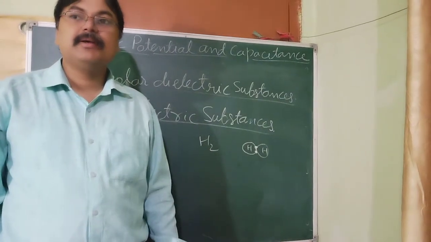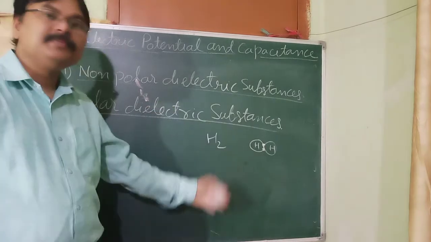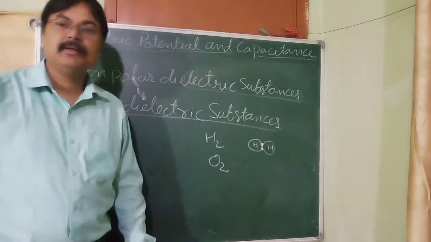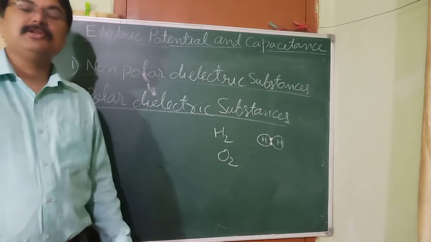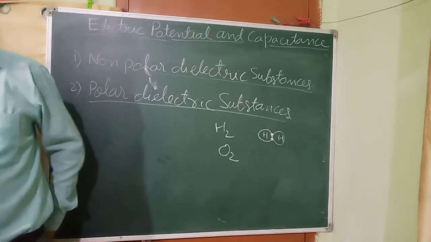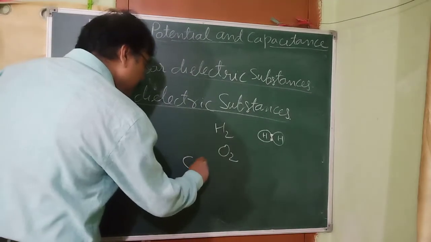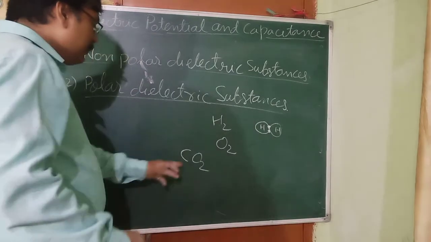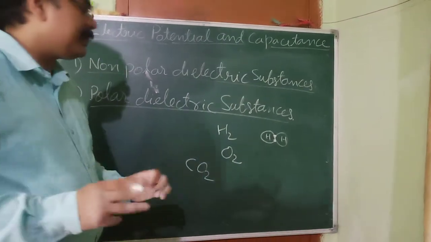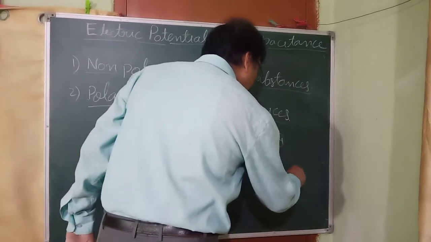In the same way, we have other substances like O2. Here O2 is another example. They also share 2 electrons with each other and they form O2. That is again non-polar. Even we have CO2. See, again between carbon and oxygen there is a small difference of electronegativity, and that's why we find CO2.